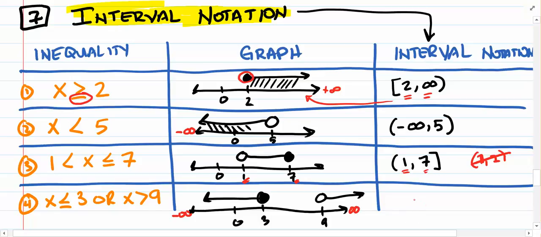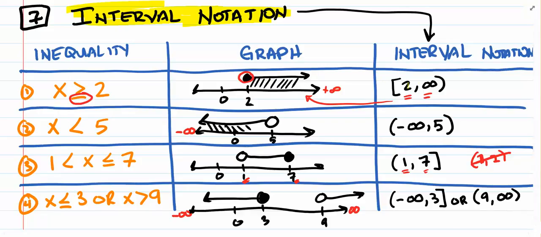So this one I'm going to have two intervals. This is going to be from parenthesis negative infinity up to 3, and I would put a bracket on that because 3 is a part of the interval. Or we would have parenthesis 9 all the way out to positive infinity parenthesis. So we really want you to get good at writing intervals such as these over here on the right.